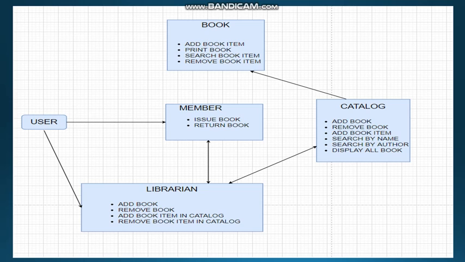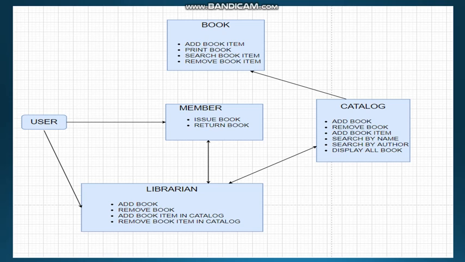And functions defined in librarian class are add book, remove book, add book item in catalog, and remove book item in catalog. And we have catalog class, and functions defined within catalog class are add book, remove book, add book item, search by name, search by author, display all book, and functions defined in book class are add book item, print book, search book item, remove book item.